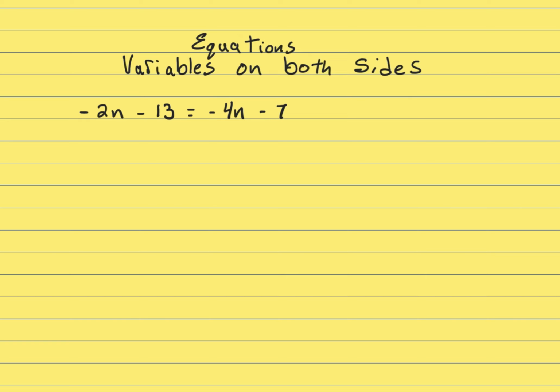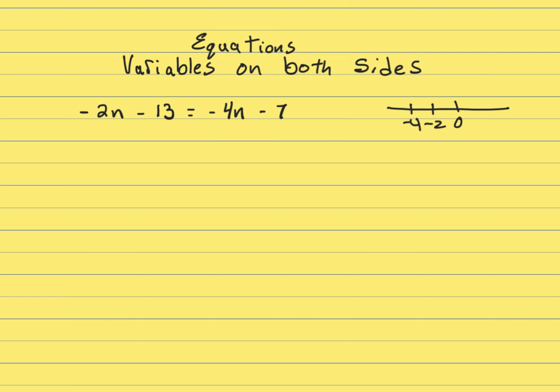So if we look at this first one, I've got negative 2n minus 13 is equal to negative 4n minus 7. Well, negative 4n is the smaller of those 2 numbers. If we look on a number line, there's 0, there's negative 2, there's negative 4. Negative 4 is the smaller of those 2. So I'm going to go ahead and move the negative 4n to the other side.